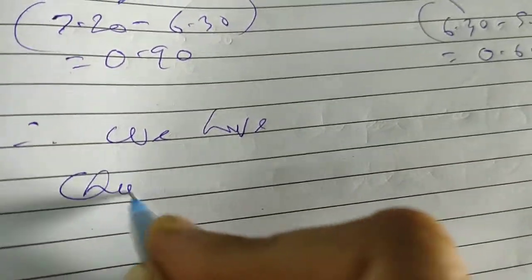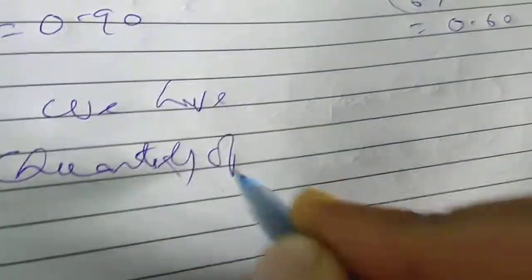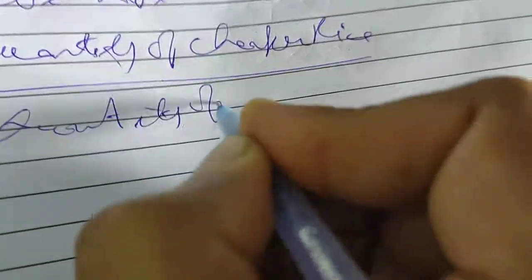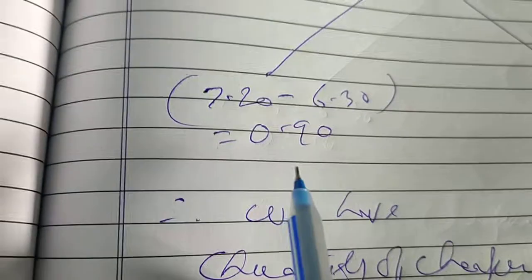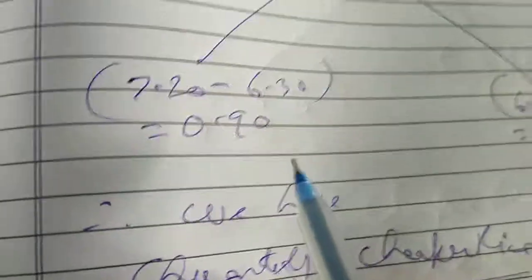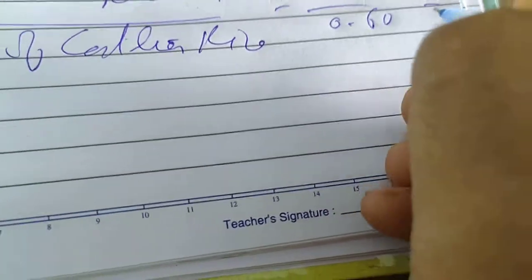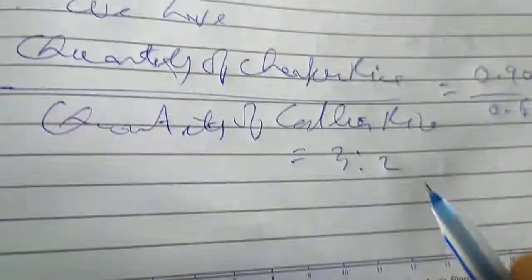Now therefore we have, quantity of cheaper rice over, this formula will not change, quantity of cheaper rice over quantity of costlier rice, that is equal to, we will divide the value which we have got on the left by the quantity which we have got from the right. So 0.90 divided by 0.60, so this will give us 3/2 or 3:2.